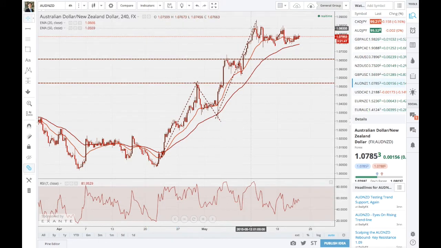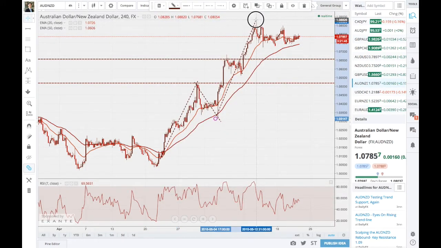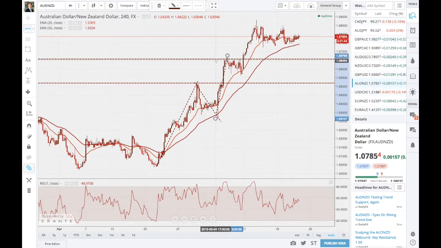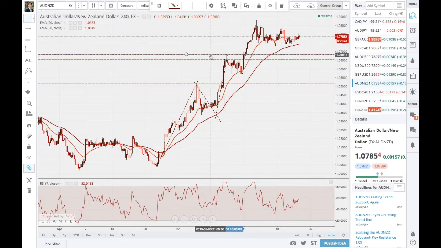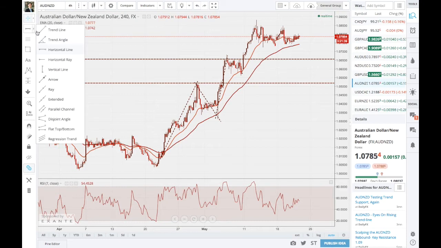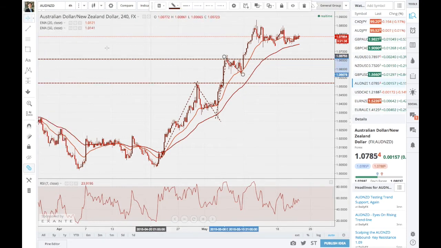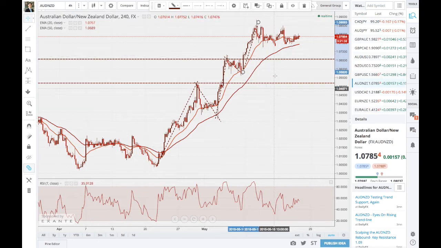Right, so depending on how you want to see it, what we can do is still see it like this, right? It retraces here, and then it breaks up again. Alright, so we have two key levels that we want to watch out for.